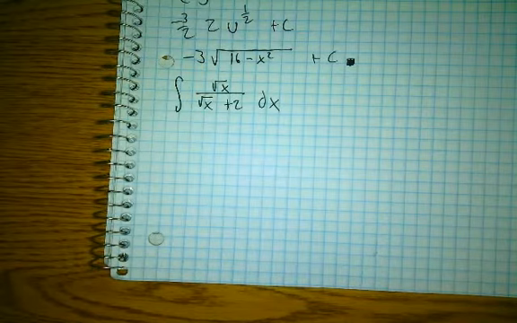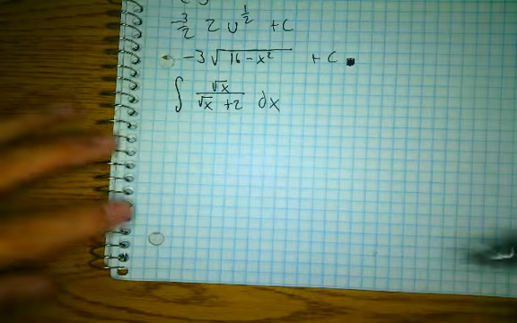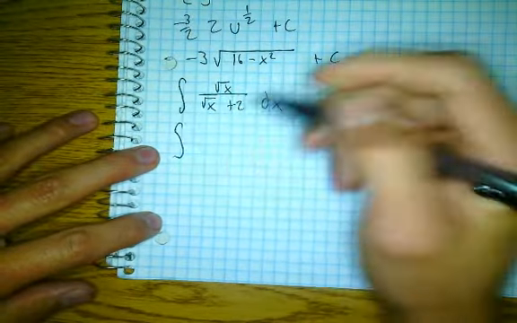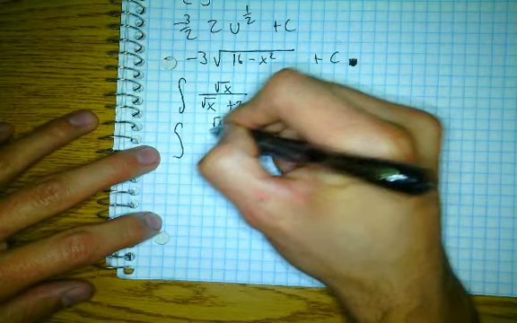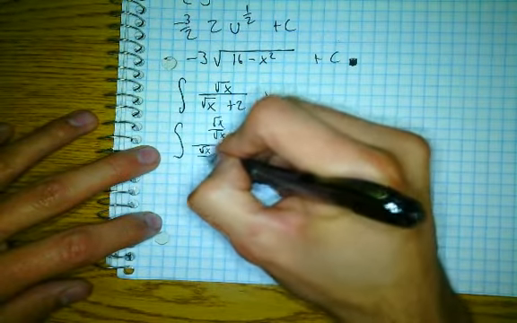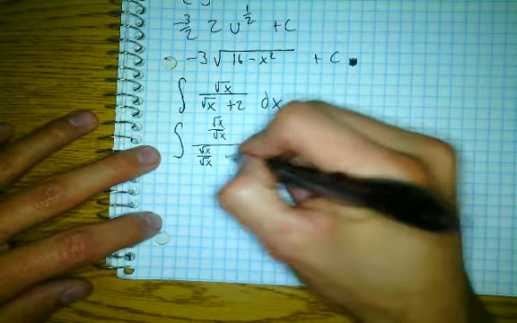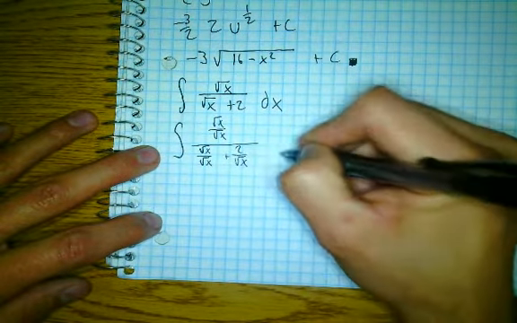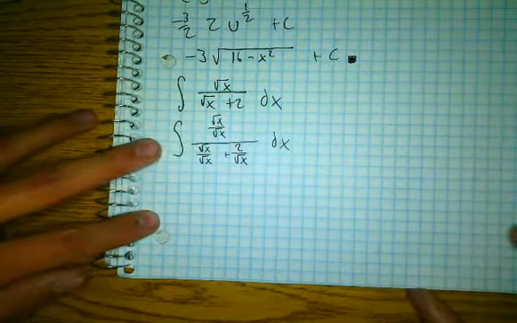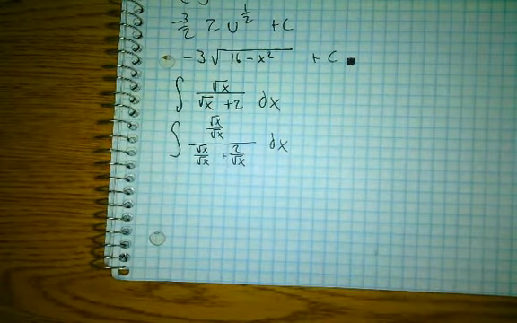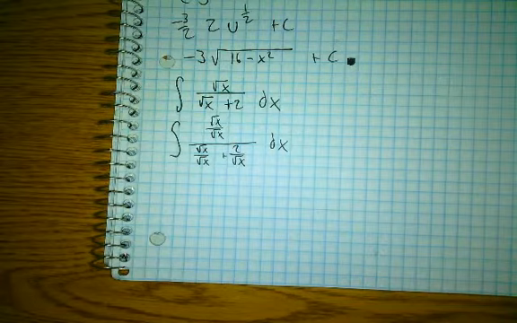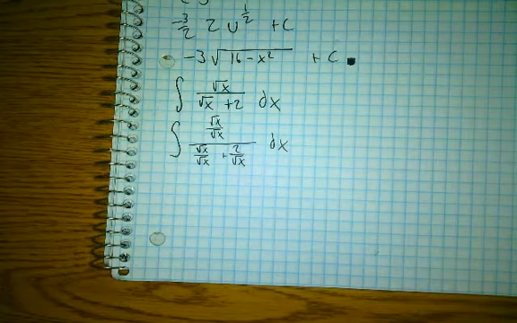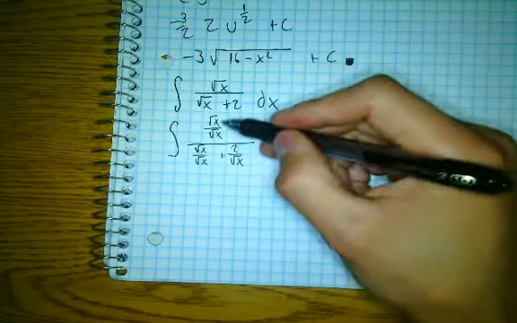Divide everything by square root of x. Let me see if I understand this correctly. You're saying take square root of x and divide it by square root of x, and then 2 divided by square root of x. I don't know, we'll see. I've actually never tried that. I'm just doing what you suggested. Maybe it'll work, maybe it won't. Okay?